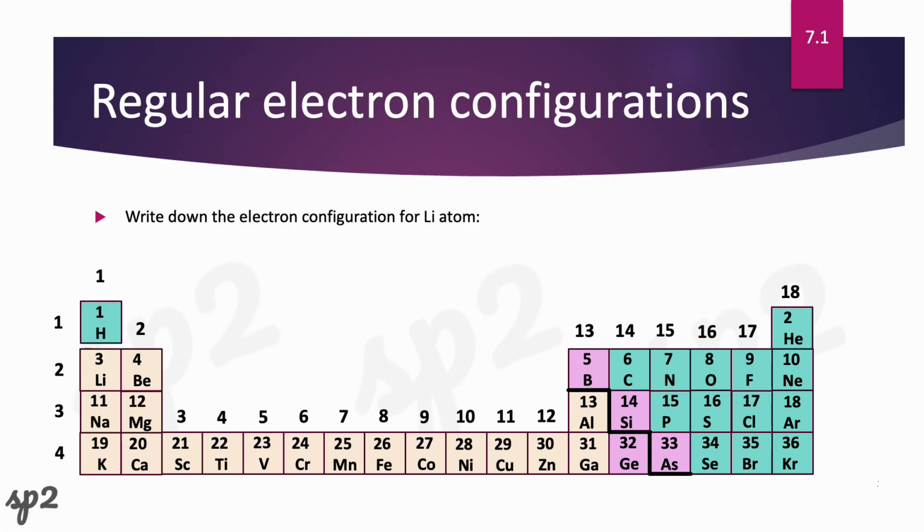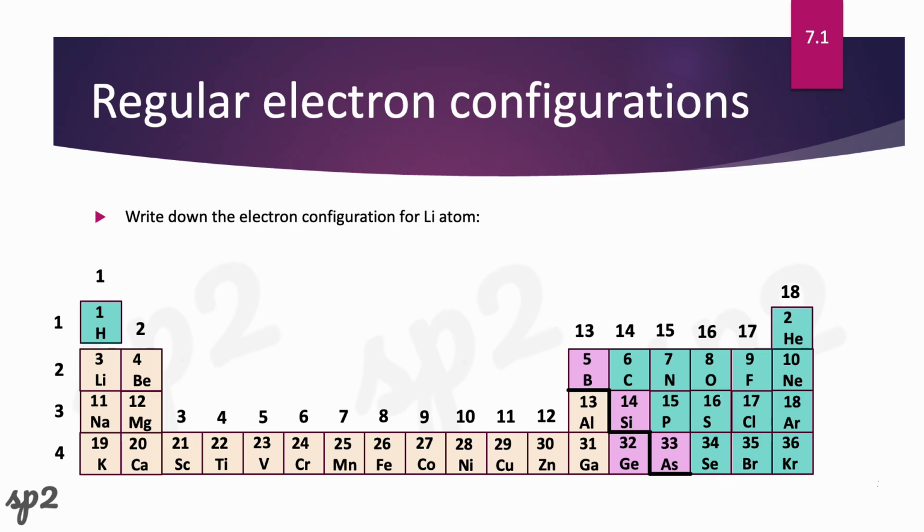Okay, so here's the first one. Write down the electron configuration for lithium atom. So we're going to find lithium first. And as you can see, you've got it over here. Hello, lithium. We have 3 electrons. And I can start by writing my full configuration for you, and then we can take a look at the condensed one as well.